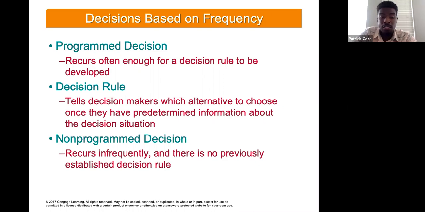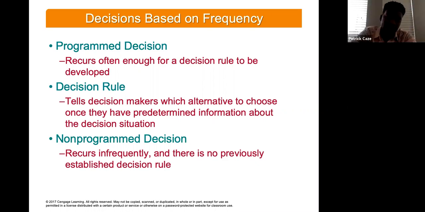So I made a decision to deduct points from the students based on their tardiness. But if it's something that occurs all the time, I'm not going to keep making that same decision over and over again. I can just put a rule in place that lets everybody know this is the standing rule, and there's no decision to be made whether or not I'm going to deduct the points. I am going to deduct the points because it's a programmed decision, right?